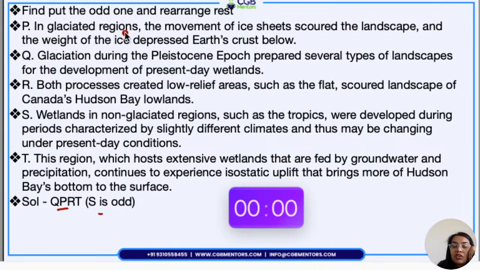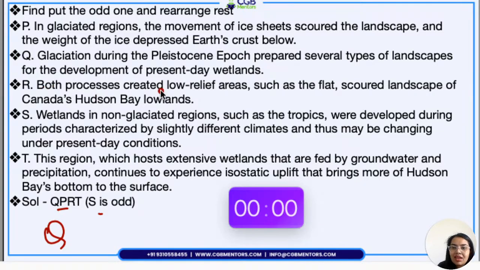In glaciated regions, the movement of ice sheets suckered the landscape and the weight of ice depressed Earth's crust below. So, this is a sentence that talks about the movement of ice sheets did something that's mentioned. Glaciation during the epoch prepared several types of landscapes for the development of the present day wetlands. This is, of course, no doubt the first statement because this is introducing us with glaciation and how it helped us. So, Q has to be first.